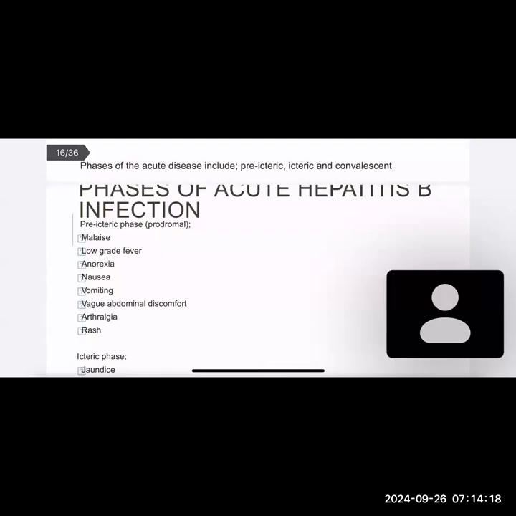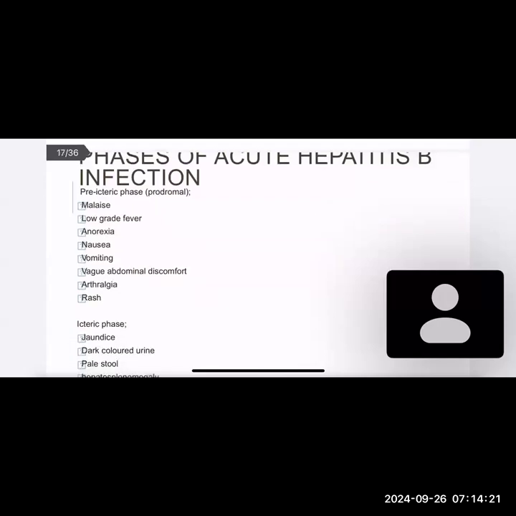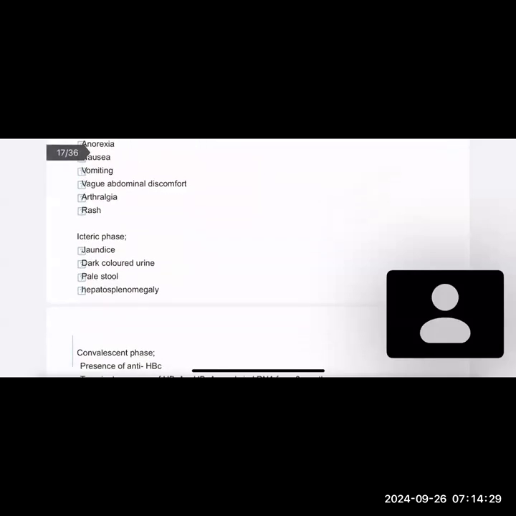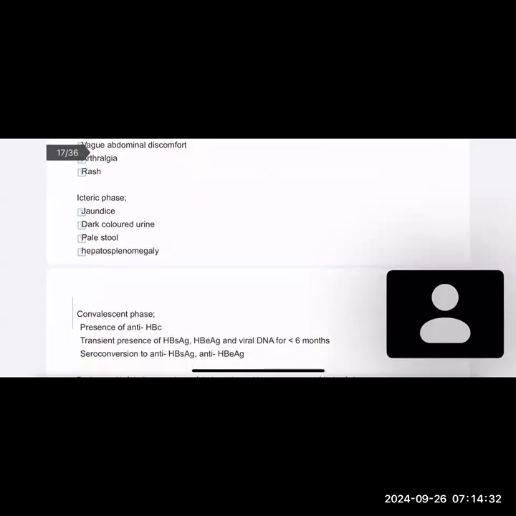In the pre-icteric phase, which is also known as the prodromal phase, we have symptoms like malaise, low-grade fever, anorexia, nausea, vomiting. They could have vague abdominal discomfort, arthralgia, rash. While in the icteric phase, they could go on to have jaundice, dark colored urine, pale stool, hepatosplenomegaly.